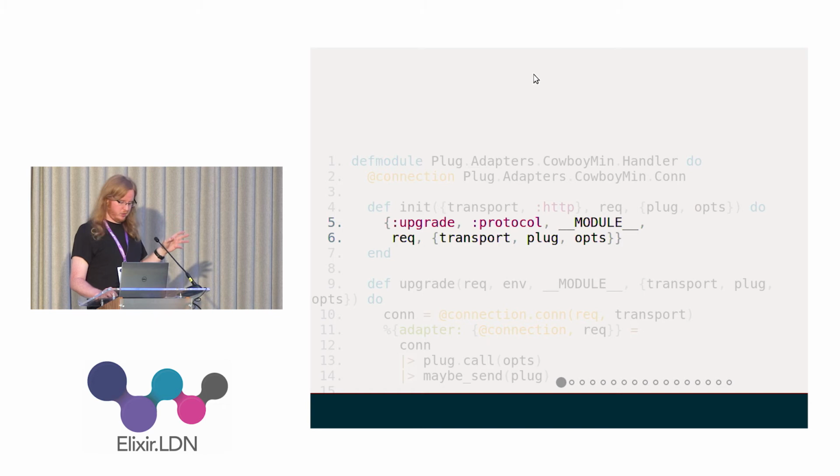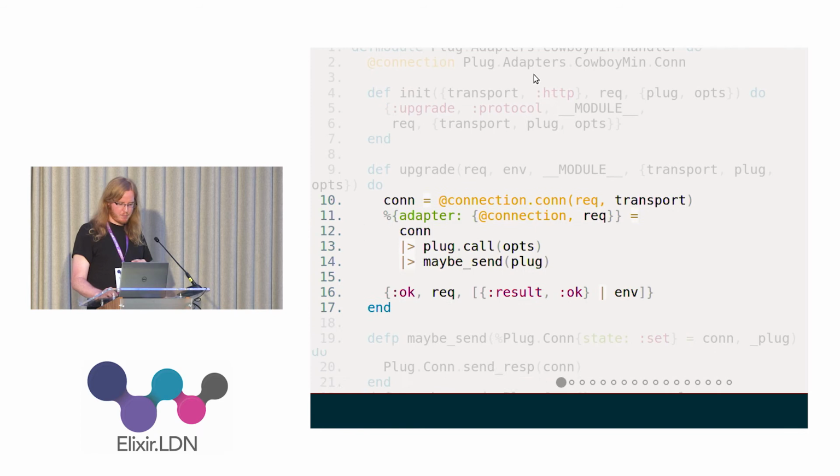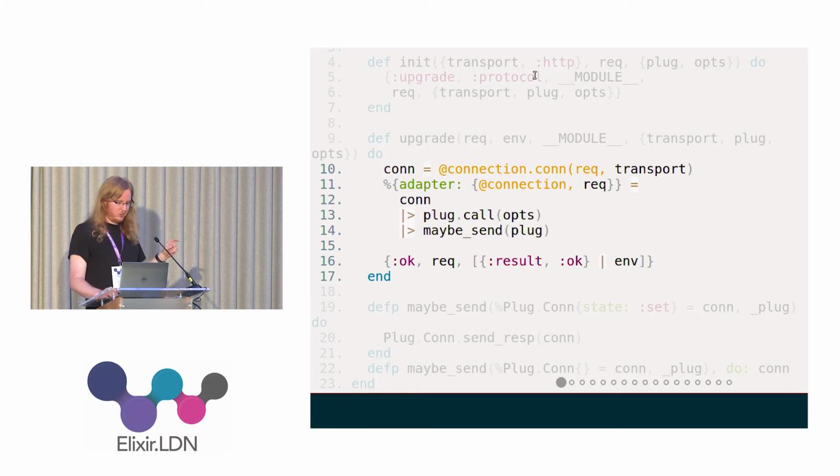Most of the reason for doing this is for error handling, so you don't get the Erlang error handling. We can do our own error handling here. And then we pass through the request and then the plug options that we specified earlier. And then instead of calling the handle function, this now calls upgrade, which has this additional environment that's passed in as a second argument. And we call conn, so Connection's a module.